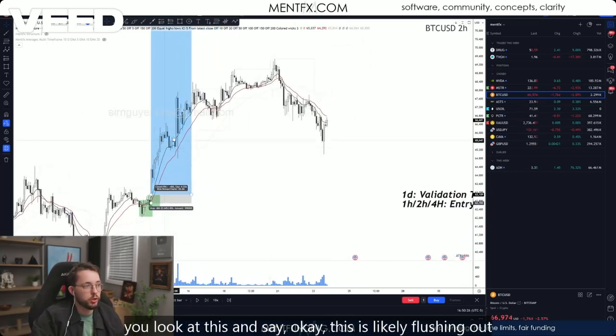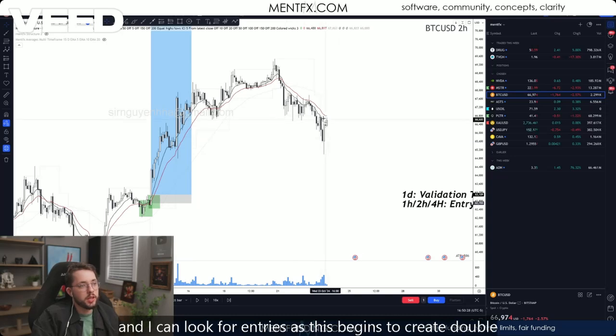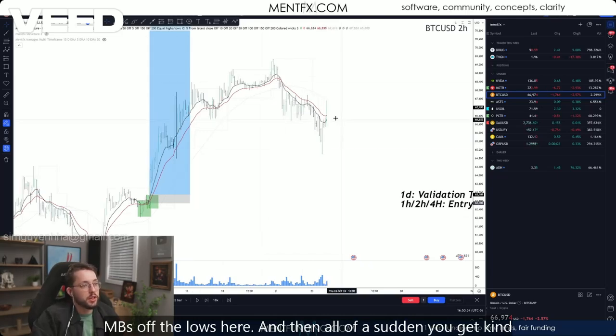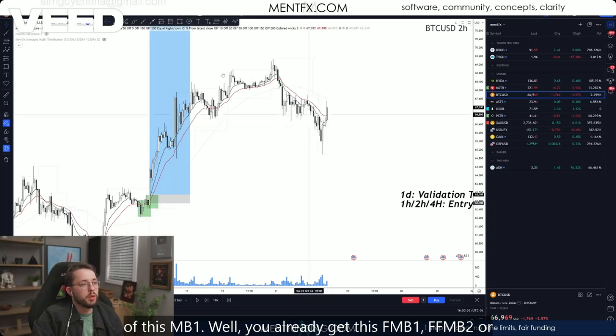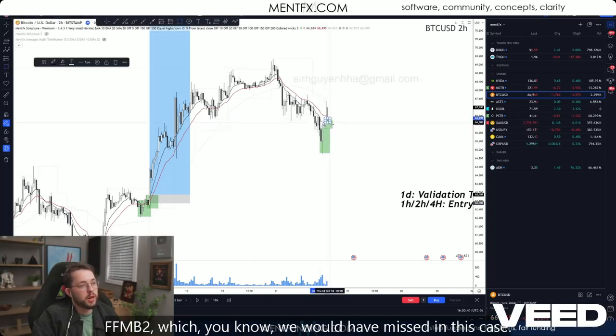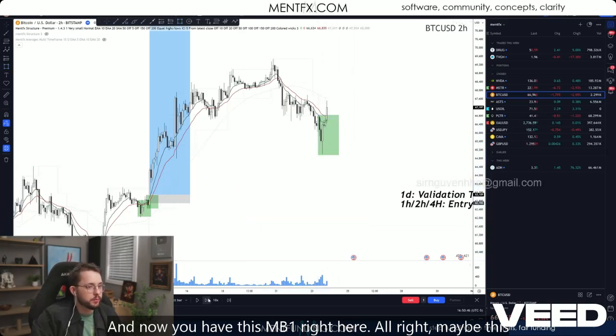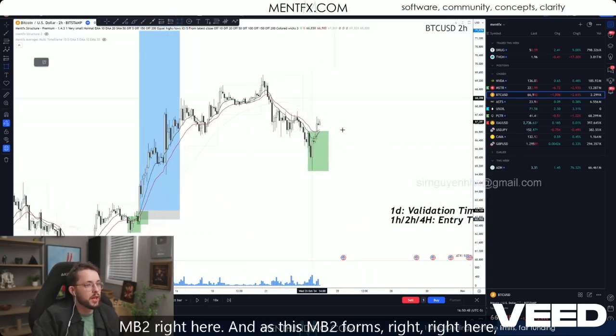So you look at this and say, okay, this is likely flushing out, and I can look for entries as this begins to create double MBs off the lows here. And then all of a sudden, you get this MB1. Well, you already get this FMB1, FFMB2, which we would have missed in this case. And now you have this MB1 right here, maybe this MB2 right here.